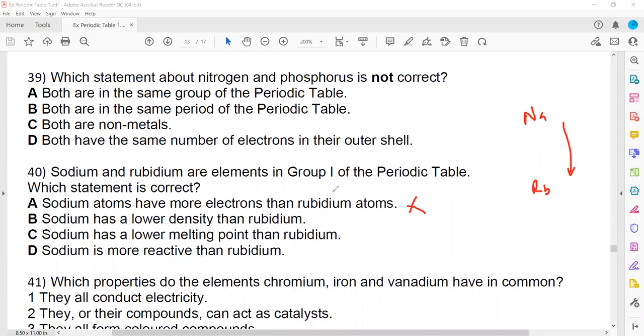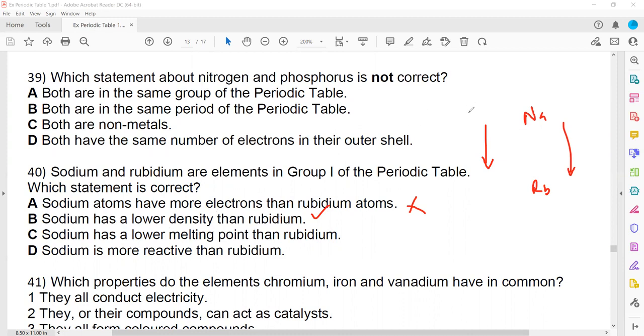Sodium has a lower density than rubidium. As we go down, the density increases. So that's true, the density is lower. So sodium atom having more electrons than rubidium is wrong, because it cannot have more electrons in an atom. It should have less. When we check B, sodium has a lower density.